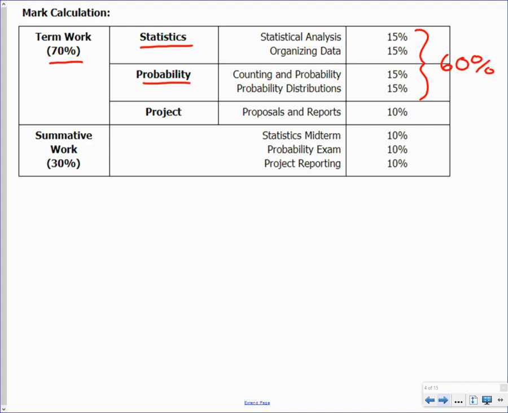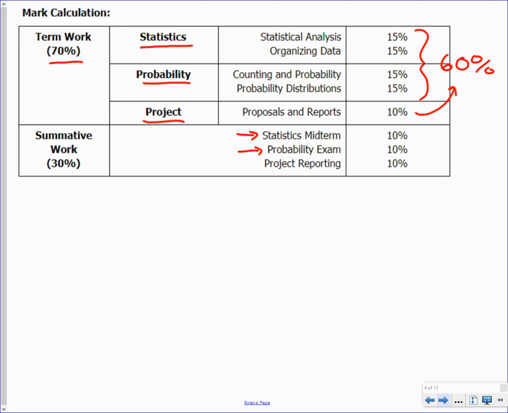Okay. The other thing that counts as term work is some work that you're going to do towards your project, where you're going to submit some proposals for what you're going to do, some reports on what you've done along the way, and you'll get feedback on that, what we kind of call formative aspects of the project. That is the remaining 10% of the term work. Then halfway through the course, you're going to write a statistics midterm on the statistics stuff that you've learned. That's 10% of your final mark.